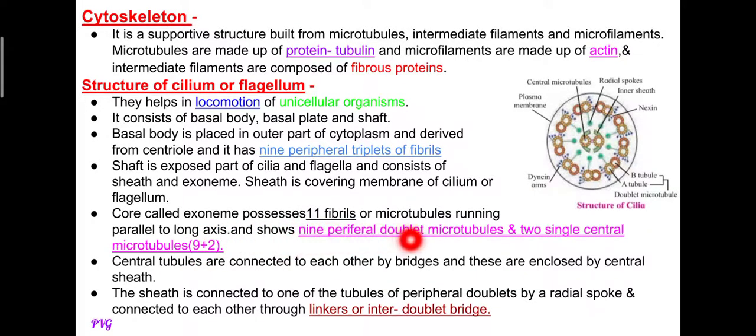And central tubules are connected to each other by a bridge enclosed by the central sheath. Thus the cilium or flagellum actually plays an important role with the peripheral doublets by radial spokes. Wheel चे स्पोक्स असतात त्याप्रमाणे स्ट्रक्चर दिसतं, and connected to each other through linkers. लिंकिंग आहेत तिथं प्रत्येकामध्ये, आणि त्या लिंकिंगमुळं त्याचं स्पोकसारखं स्ट्रक्चर फॉर्म झालेलं आहे and doublet bridge is formed.